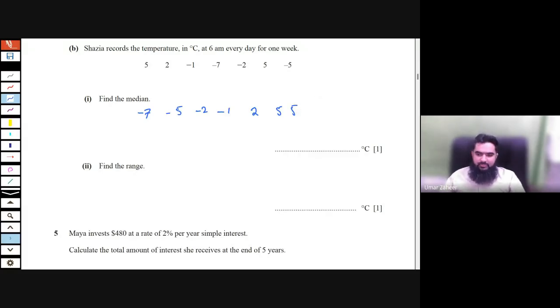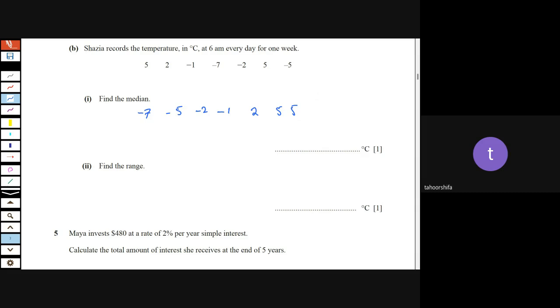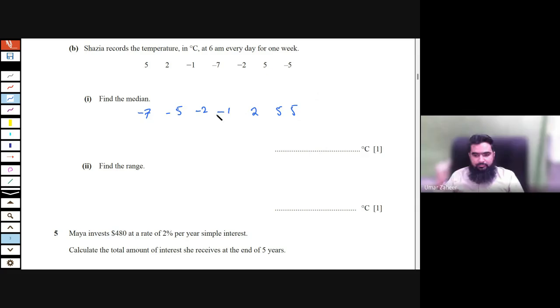Yes, everyone, these are the values. So we have to find the median. Median is the middle value. With small sets of values, we can easily find the middle one. Otherwise, you have to use the formula (n plus 1) divided by 2. So the median is minus 1. We have to find the range. The range means the highest value minus the lowest value. So that will be 12.